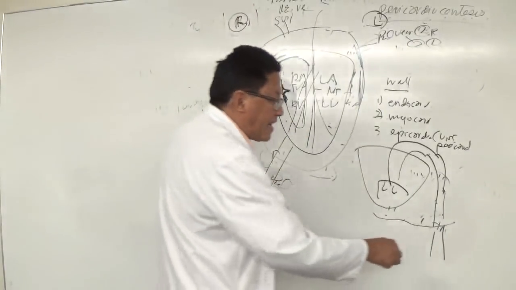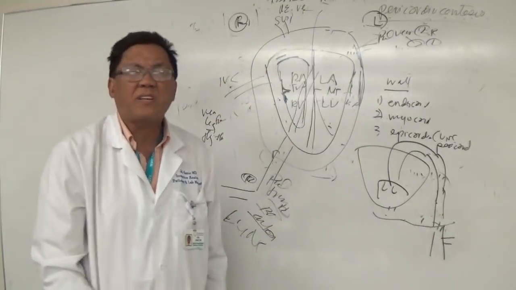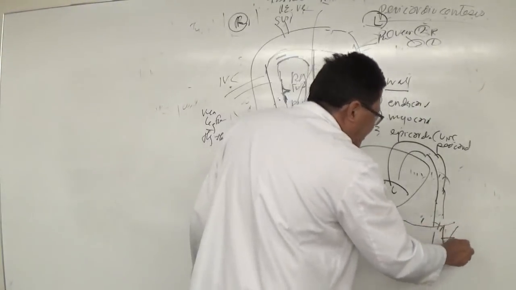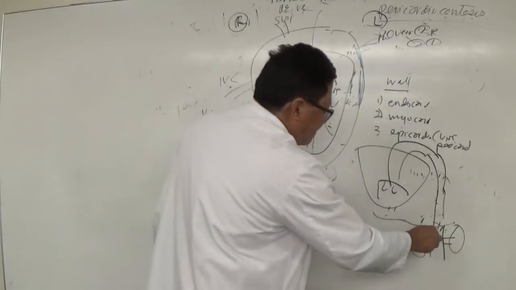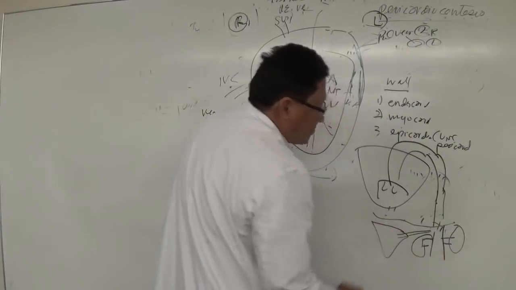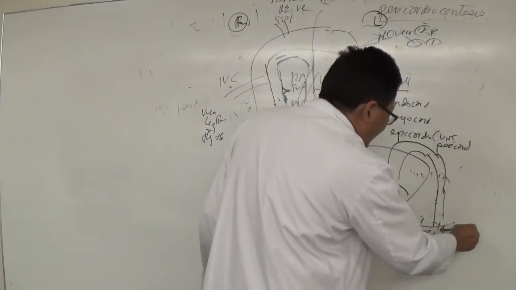So for example, in the kidneys, what do you call the artery from the abdominal aorta that goes to the kidney? Renal. Renal, because what does renal mean? Kidney. What about the artery to the liver? Hepatic. And where did it come from? Liver. What about the artery to the spleen? Spleen. Oh my goodness.